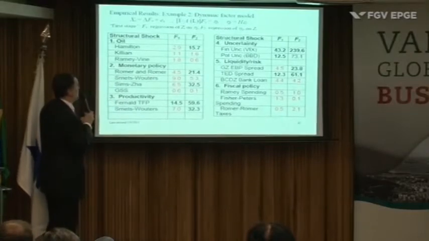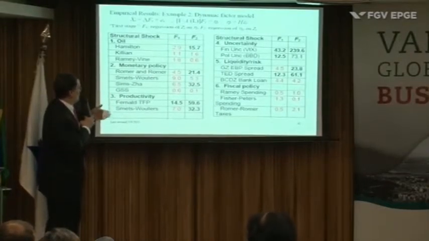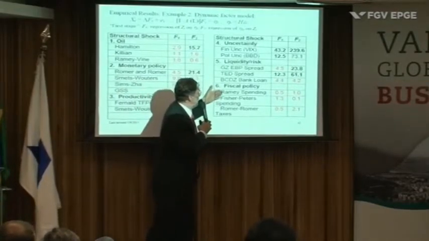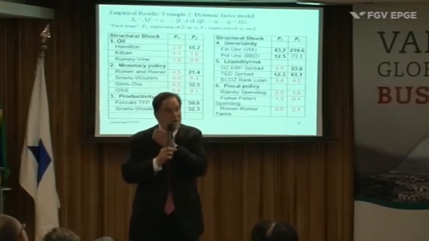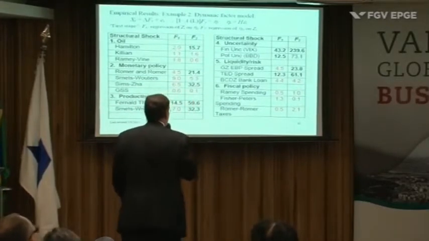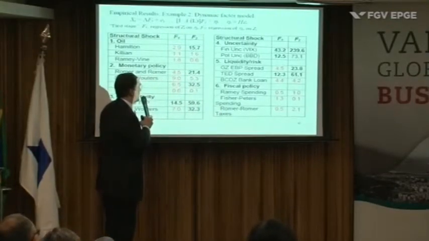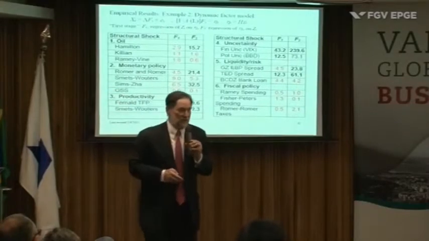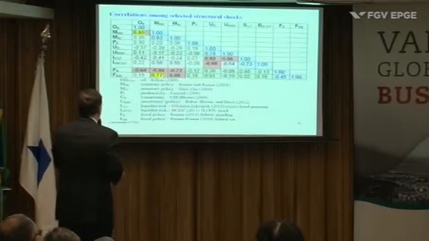So weak instruments are going to be a problem there. If you use the Ramey spending shock for fiscal policy, it turns out to be a very weak instrument. It's not going to identify very much here in our setting. And the same thing is true if you were using Romer and Romer taxes, et cetera. So many of these instruments turn out to be weak, and so inference is going to be non-standard.